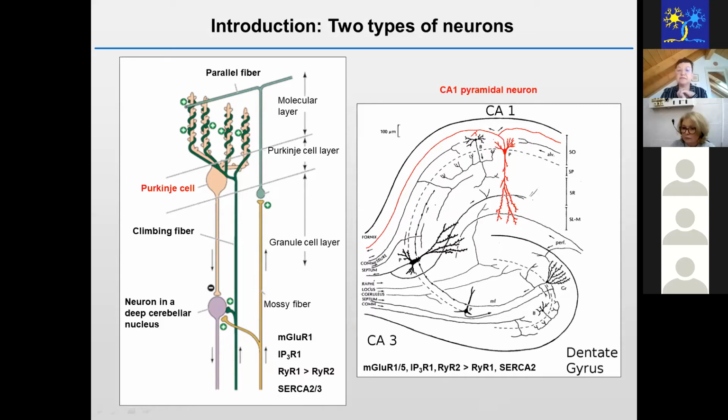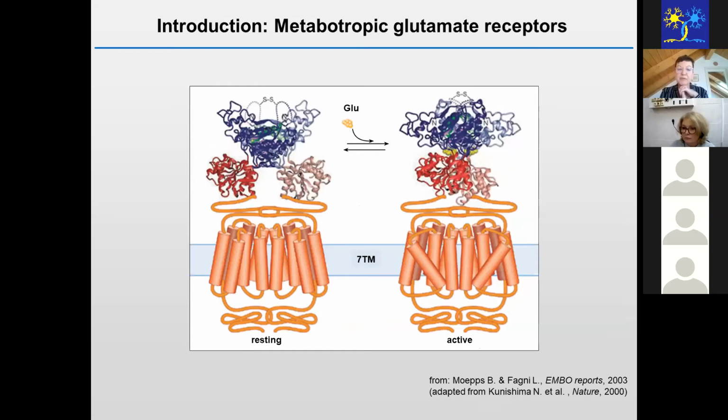And the receptors that lead to IP3 production are metabotropic glutamate receptors, that differ from the pore-forming ionotropic glutamate receptors. They are characterized by 7 transmembrane domains in the membrane and exist as homodimers. That is why you see 14 transmembrane domains in this image. And they are activated by intracellular cascades.